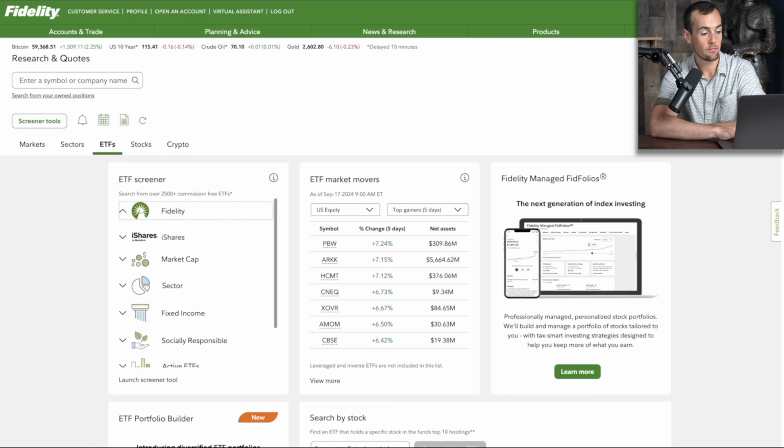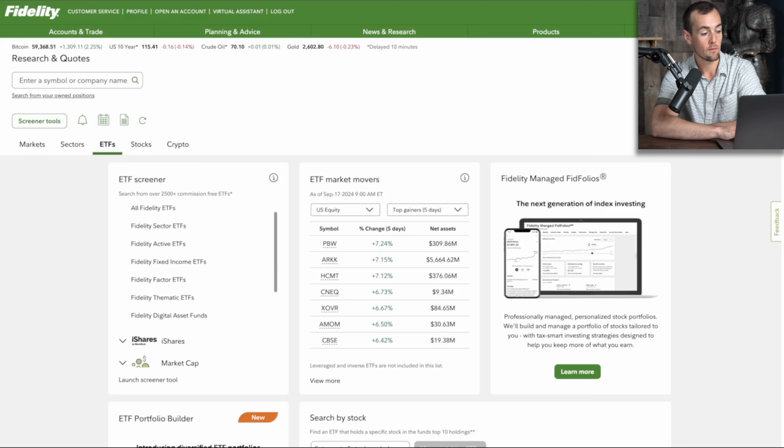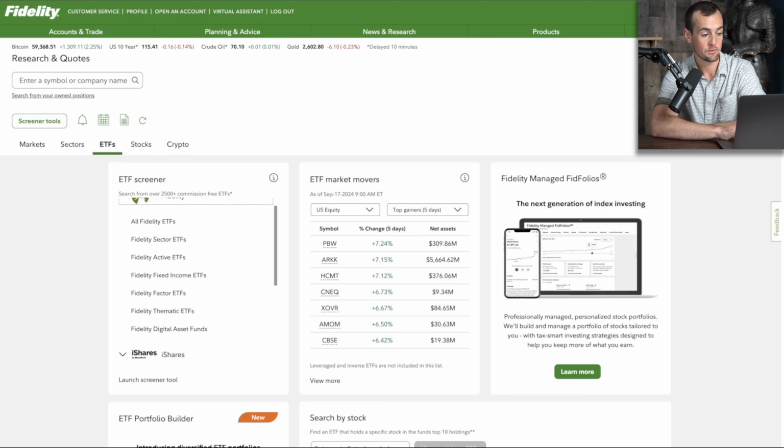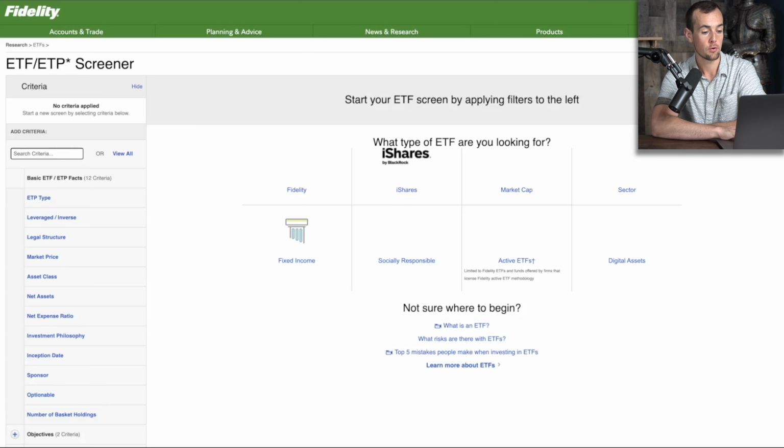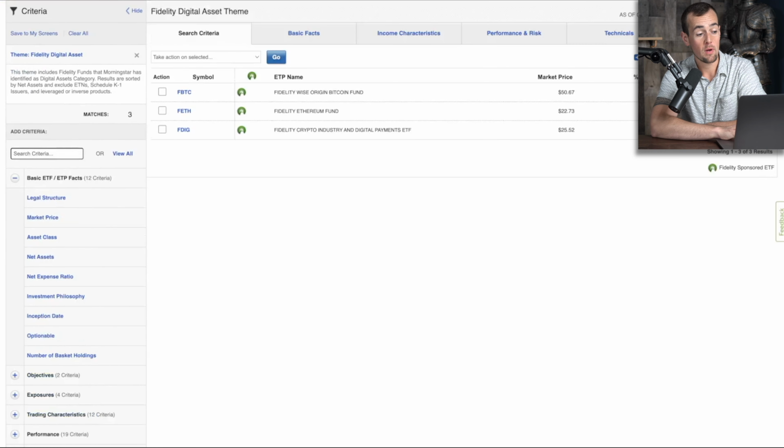So if you wanted to just see what Fidelity had to offer, you could look at all of their different categories of ETFs here. Sector ETFs that are going to be specific to one segment of the economy, actively managed ETFs, fixed income, factor, thematic, and even digital asset funds. If we click on those, for example, this is going to bring us over to their crypto ETFs, and they have three particular funds here.